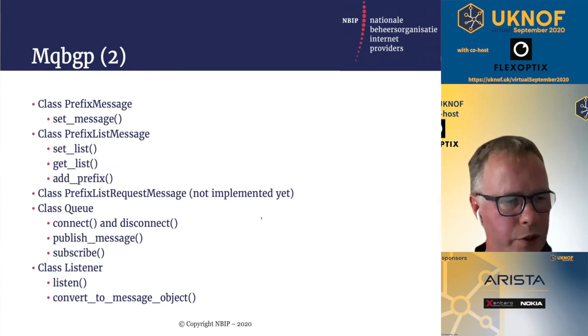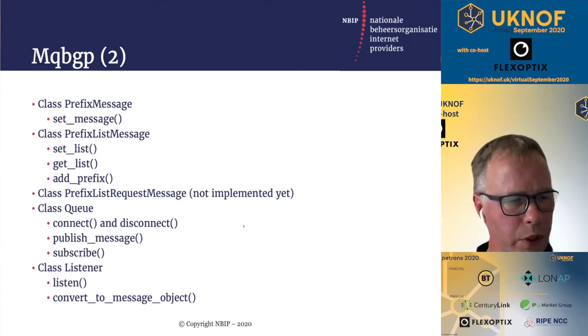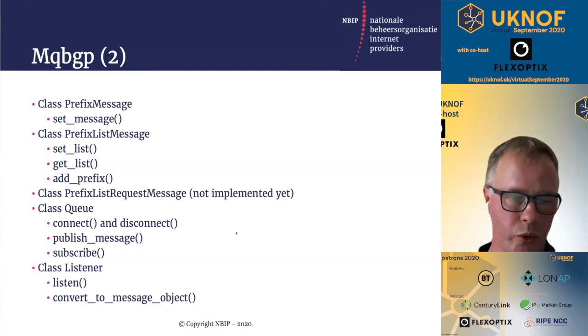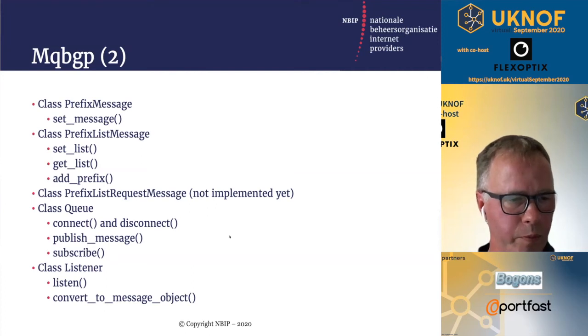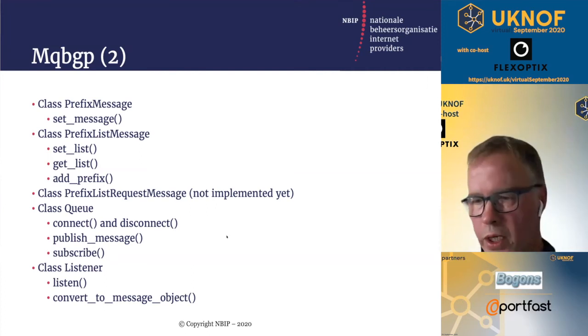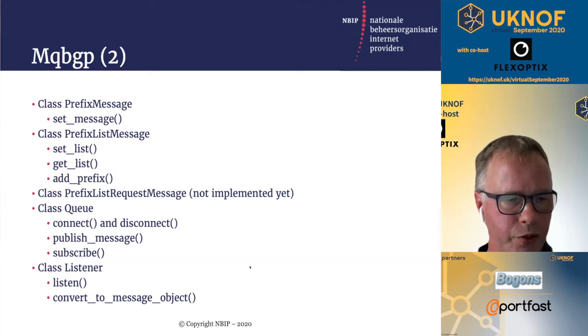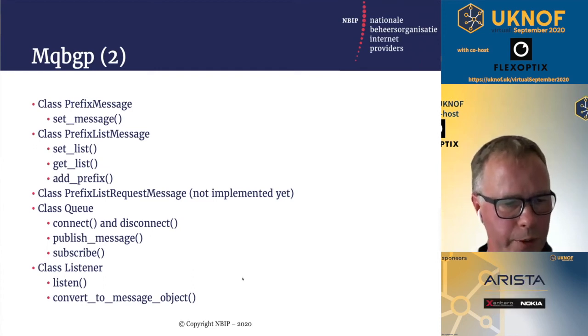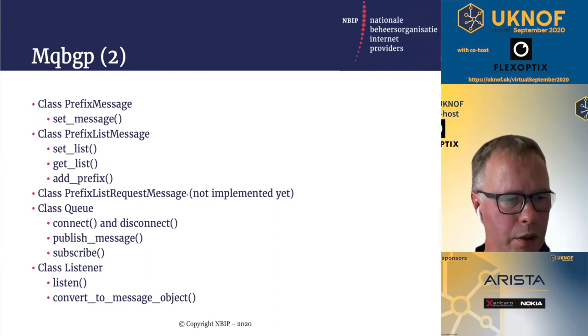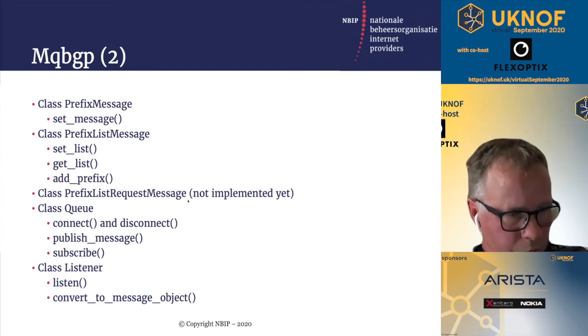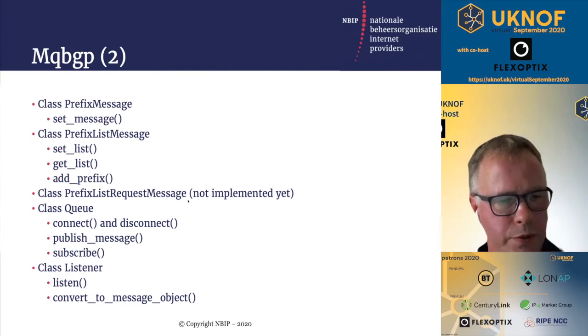Well, with the class Q, you can connect to the RabbitMQ implementation or some other message broker that is implementing this. And with the class listener, a client can listen to the messages that are sent by the message broker. And then the messages are sent out from the prefix message class.